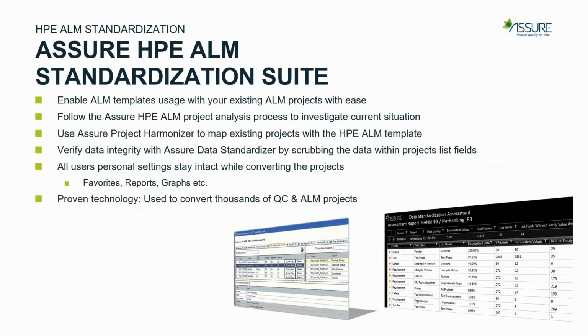We have a project analysis process, or current project analysis process, to help you investigate the current situation, to see what kind of varieties of configurations, what kind of varieties of usage models you have in your current ALM projects, and how you could then bring them all together in a template that caters for all these different kinds of projects.